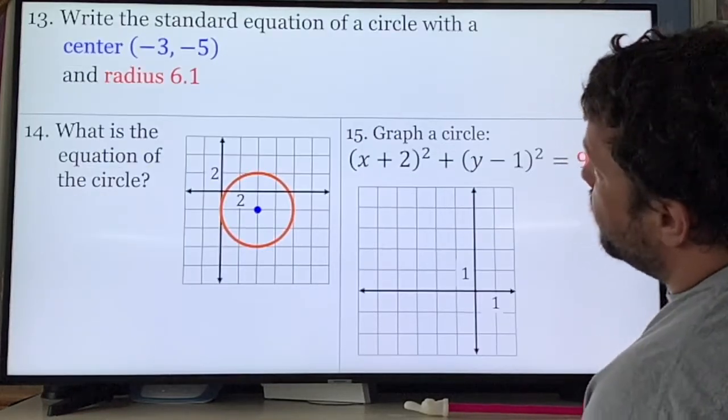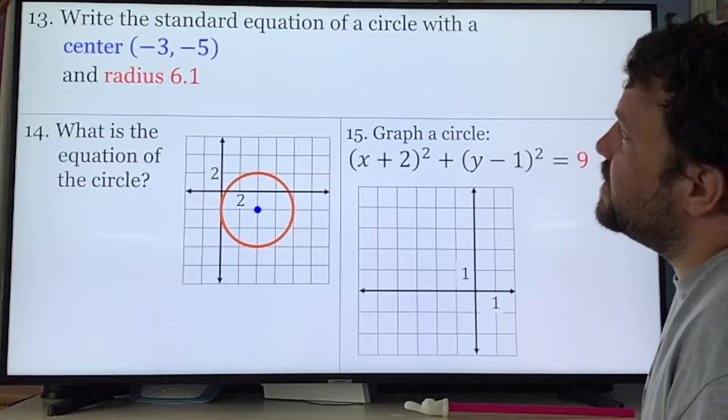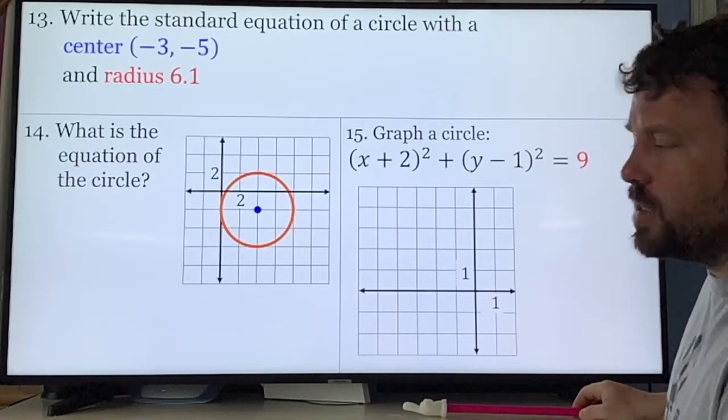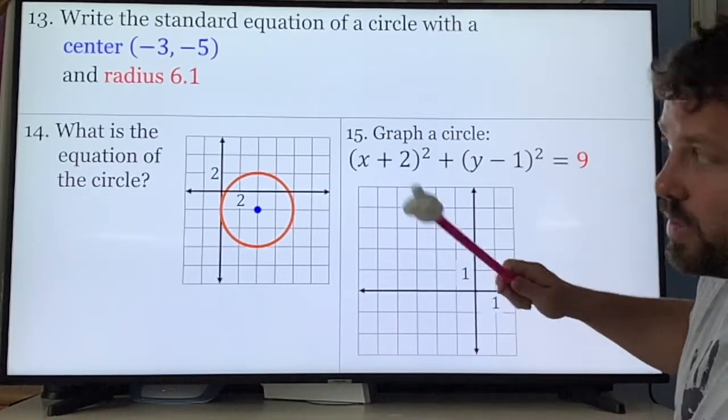All right, so problem 13 and 14. Write the standard equation of a circle with the center. Now we're just going to do all the things over again. This is like a recap.